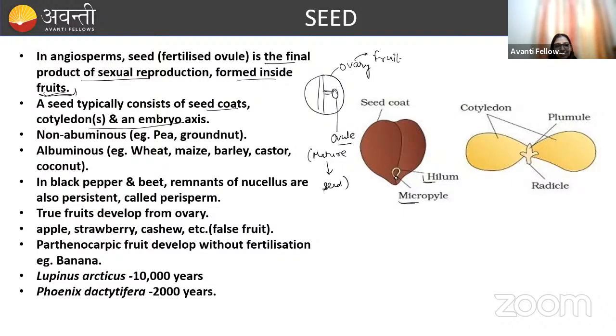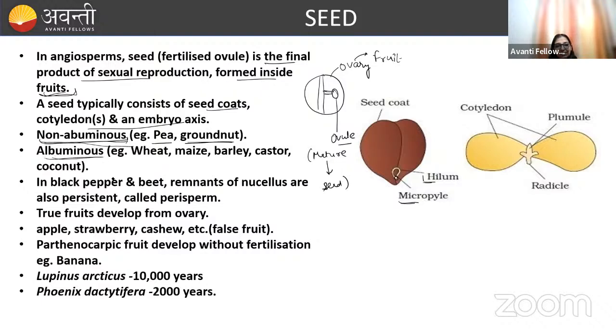And there are two types of seeds. There's the non-albuminous seed, which is also known as non-endospermous seed, for example pea and groundnut. Because in these seeds, the endosperm is completely utilized by the developing embryo. So there's no residual endosperm present in these seeds. So they are known as non-endospermous or non-albuminous seeds.